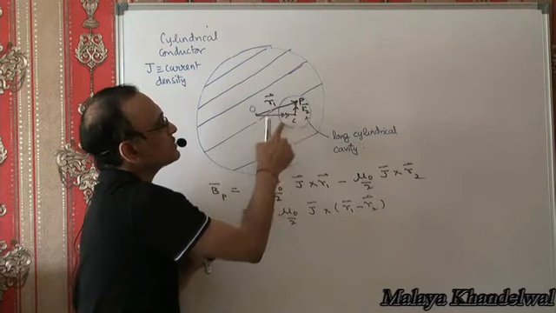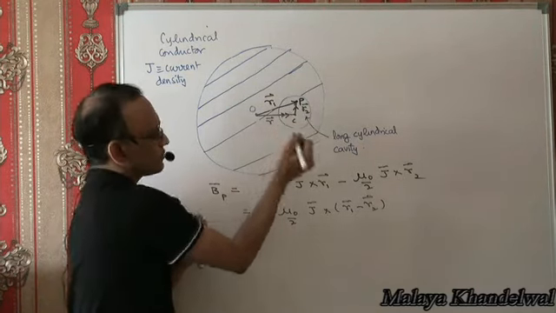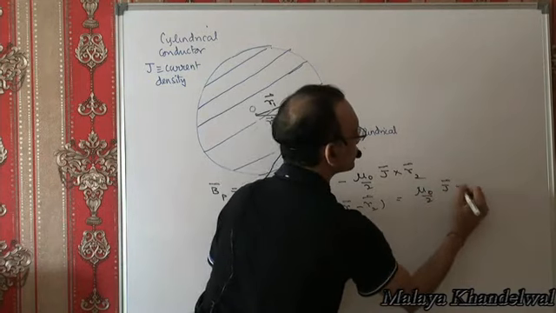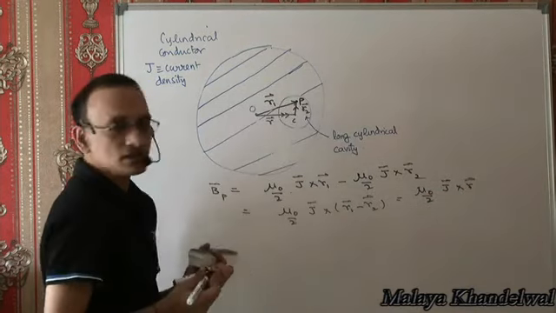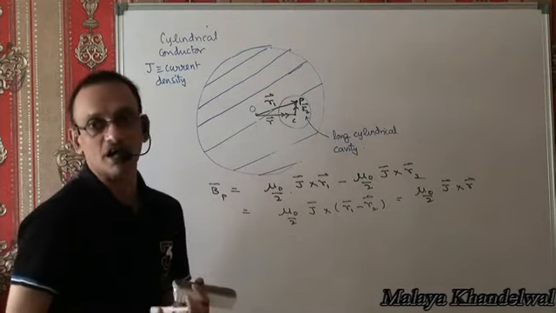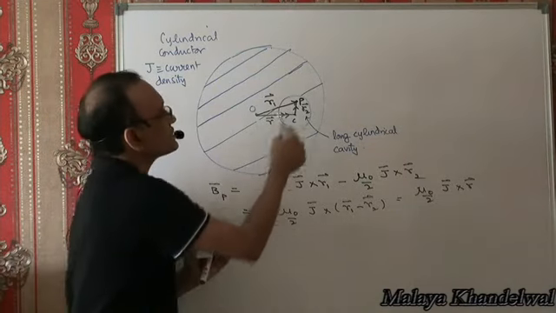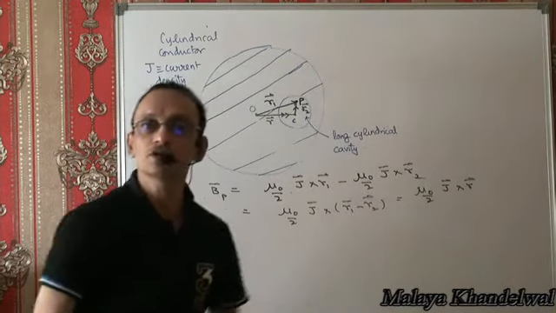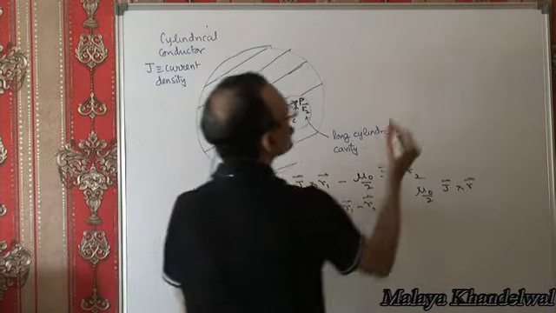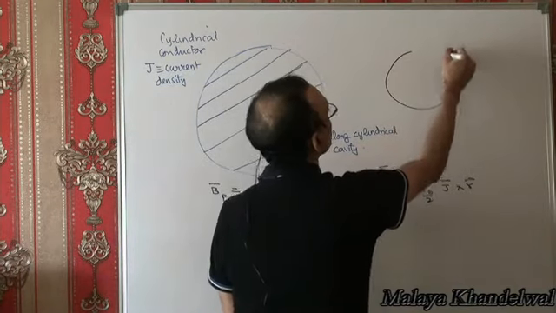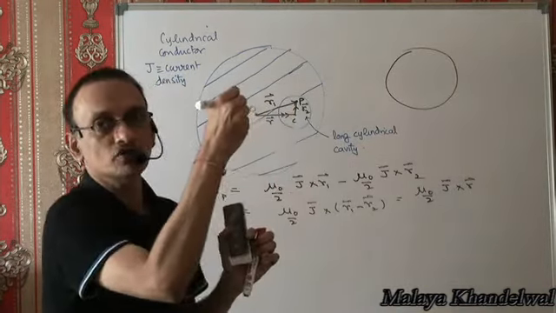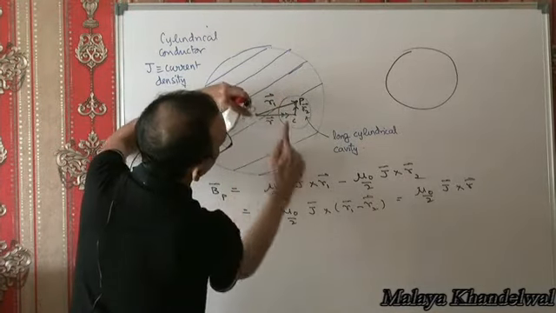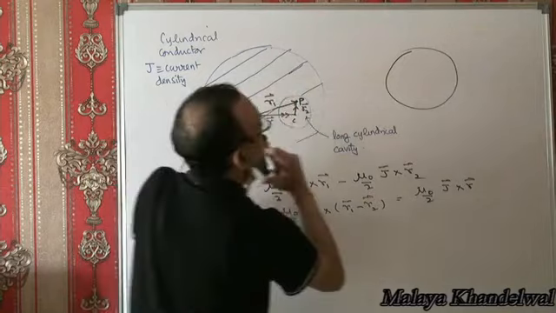So R1 minus R2 is the vector OC, which is R. So mu naught by 2 J cross R. J is a constant, R is a constant, so J cross R is a constant. That means the field anywhere inside this cavity is a constant and is mu naught by 2 J cross R, right? Which means now inside the cavity, if J was coming out of the plane of the board, then J cross R would be like this.